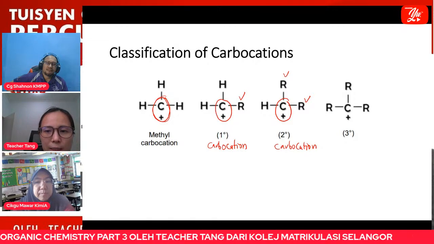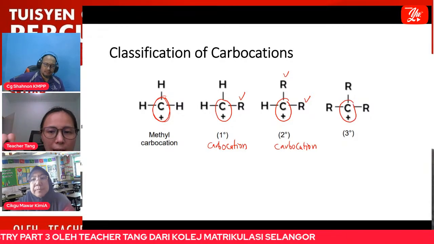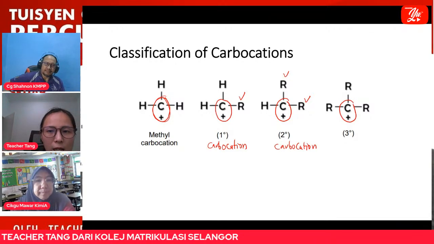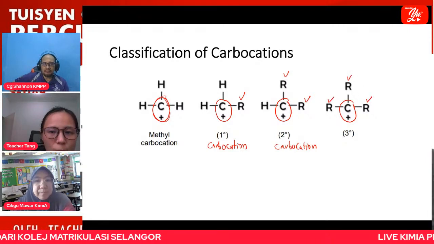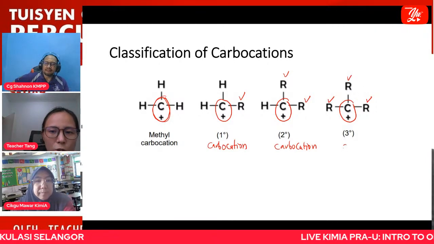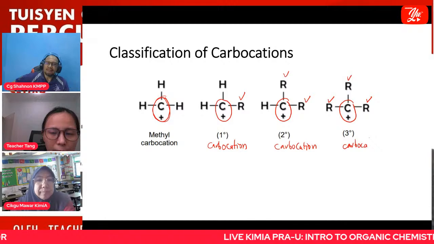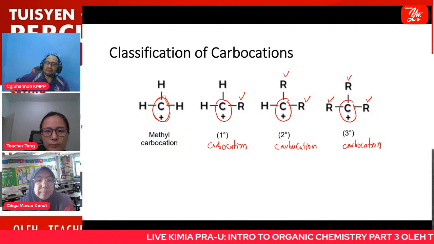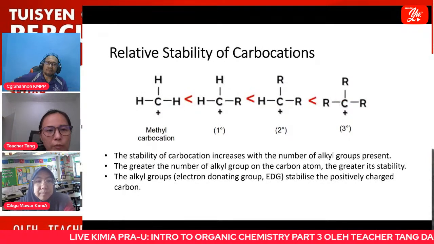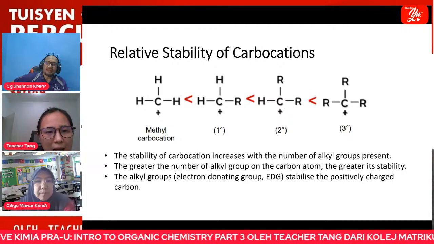And the last species here, so again, circle the carbon that carries the positive charge. It is attached to 3 alkyl groups. So therefore, this is a tertiary carbocation ion. So now we move on to look at the relative stability of carbocation ions.